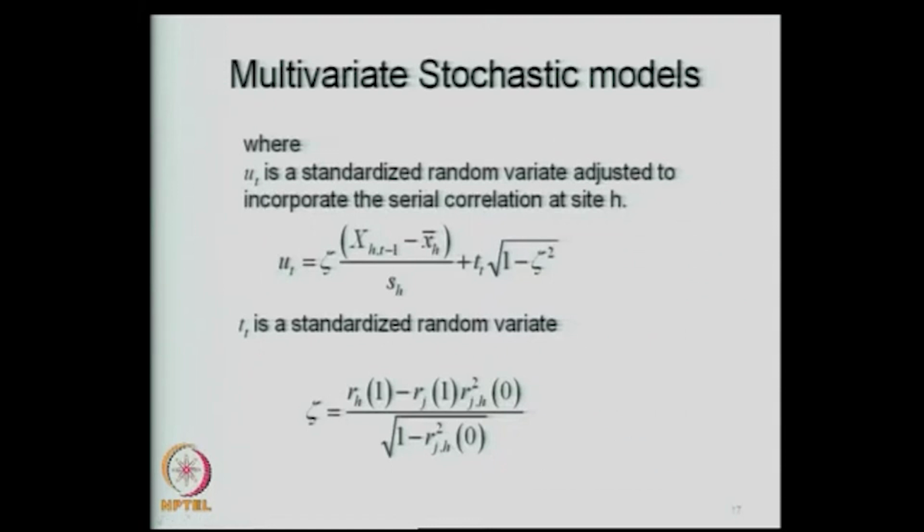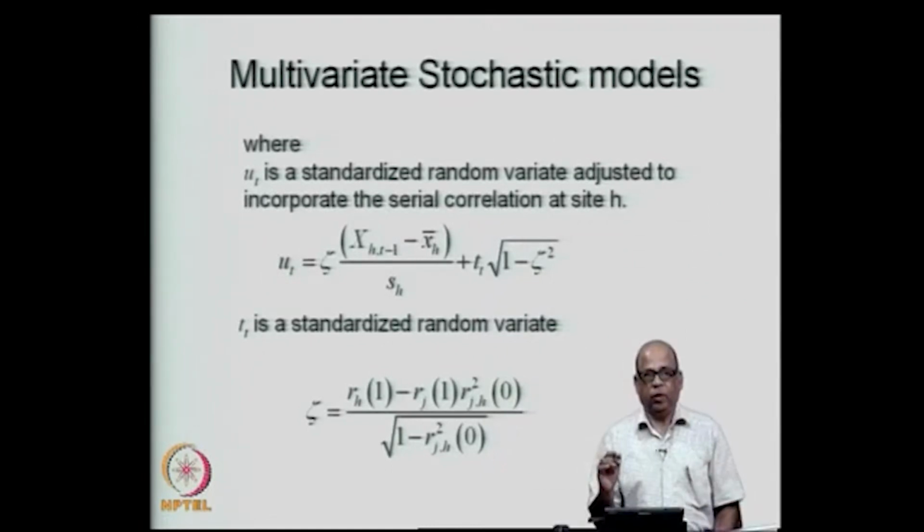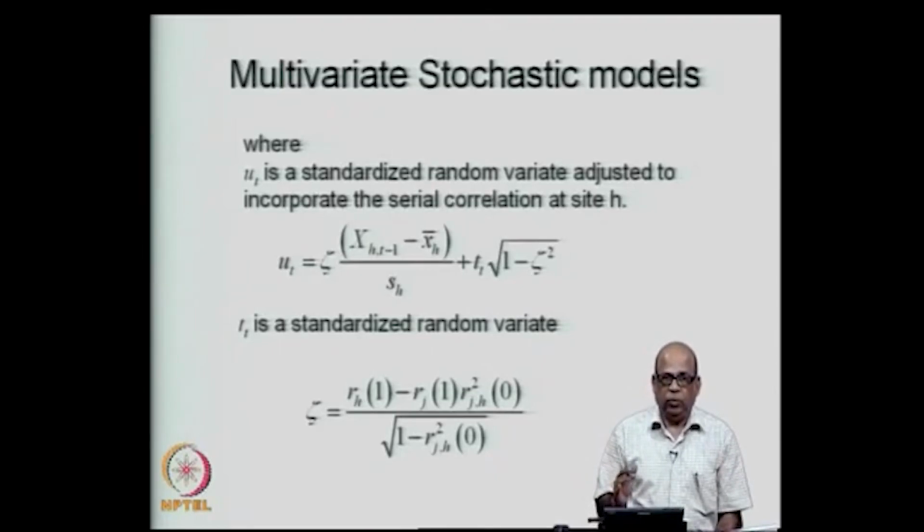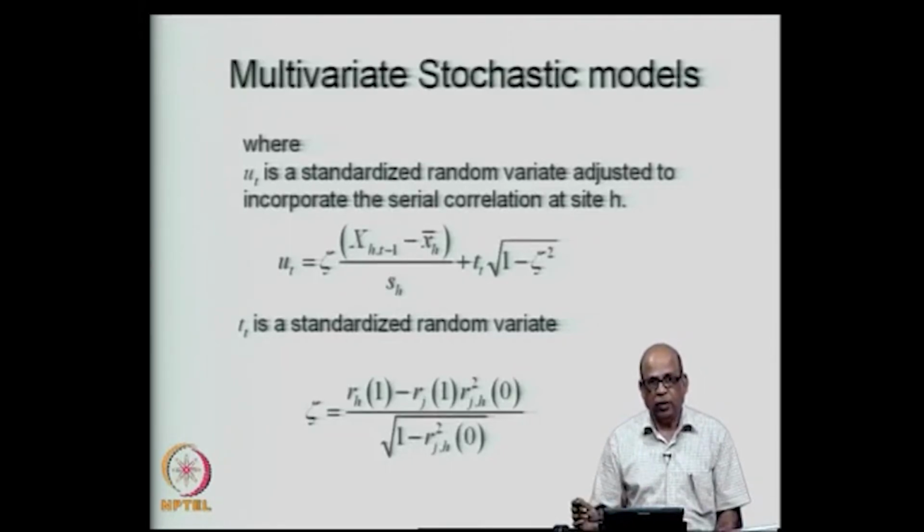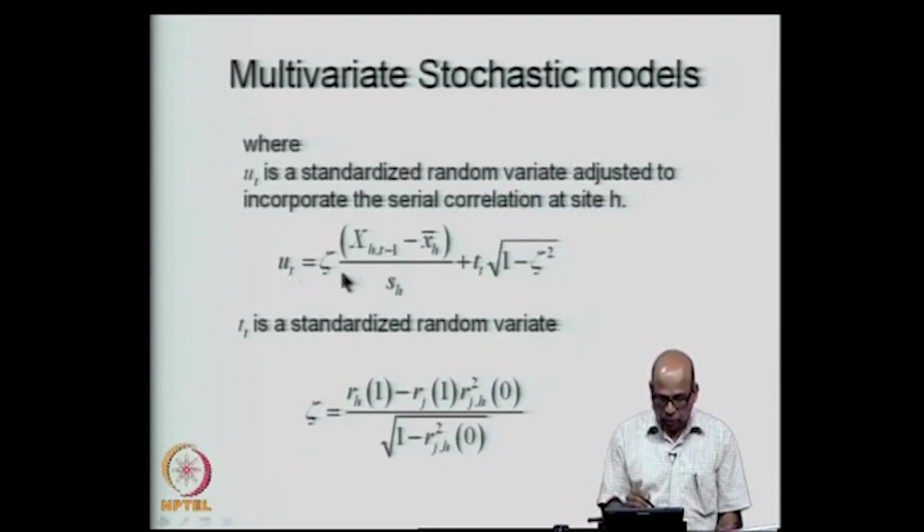Now, the ut, which is a standardized random variate, we do this to incorporate the serial correlation at site h, the autocorrelation. So, at site h you also want to build in the lag 1 autocorrelation. So, the ut is defined as zeta times x h t minus 1, minus x bar h, the mean of that, divided by the standard deviation, plus T t, a standardized random variate.